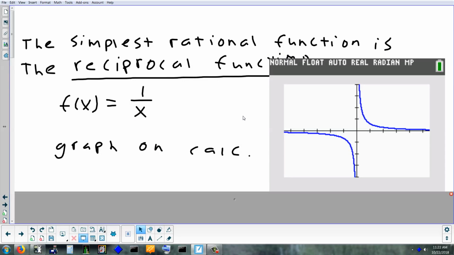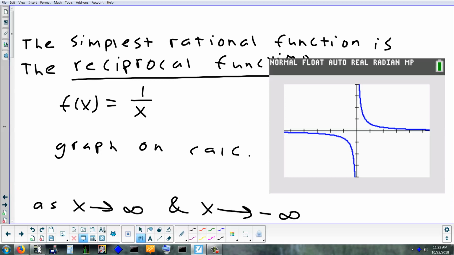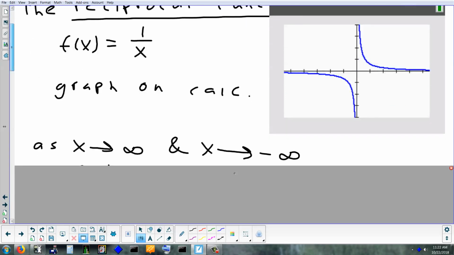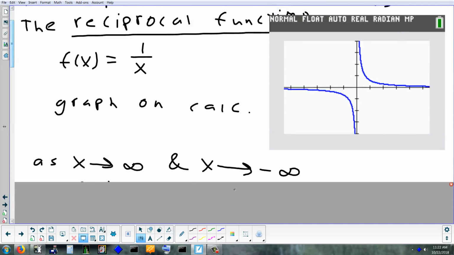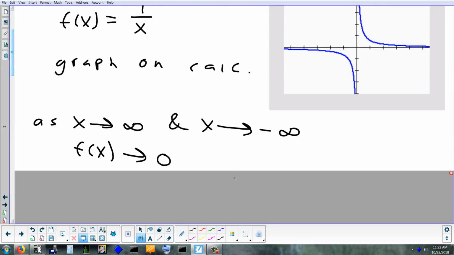All right, so let's look at what happens as x approaches infinity, which means as you go further and further and further to the right, and negative infinity, further and further to the left. What's happening to my y value in both cases as I head further and further right or further and further left? The y value of that graph is getting what? Yeah. Closer to 0. So as x approaches infinity and as x approaches negative infinity, the y value is approaching 0.